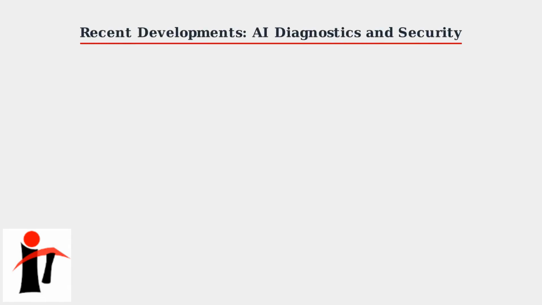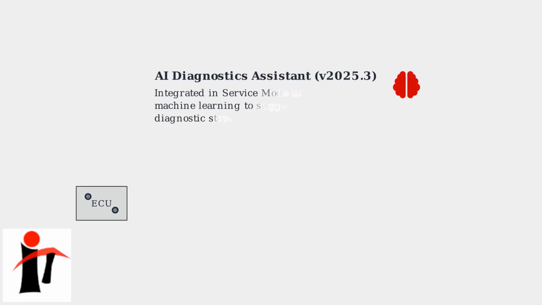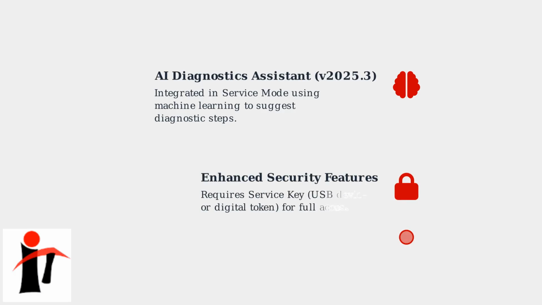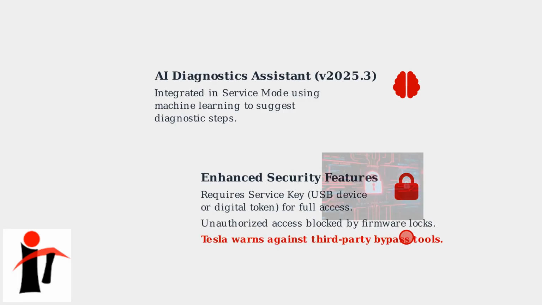As of 2026, Tesla has integrated an AI diagnostics assistant in service mode through the V2025.3 firmware update. This assistant uses machine learning to suggest diagnostic steps based on vehicle data. Security has been enhanced with requirements for a service key, which can be a USB device or digital token provided to authorized service centers to unlock full diagnostic access. Unauthorized access is now blocked by firmware locks, and Tesla strongly warns against using third-party bypass tools.